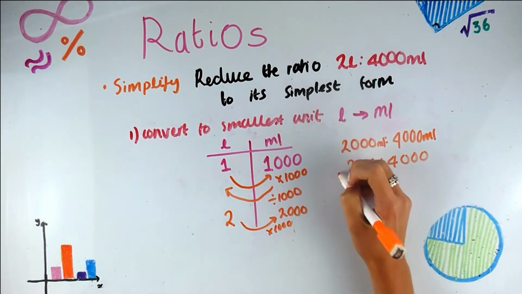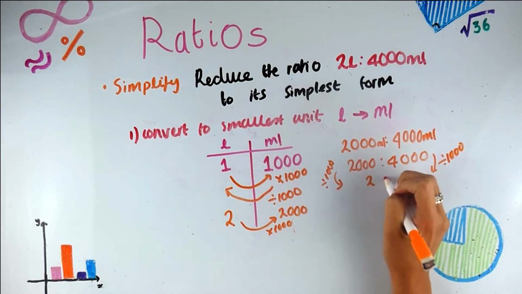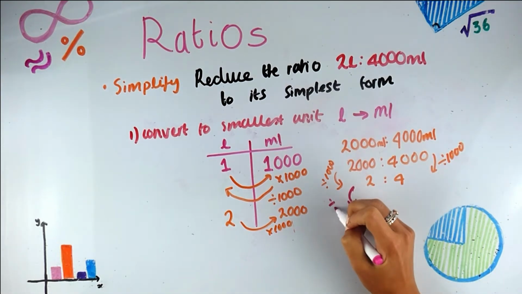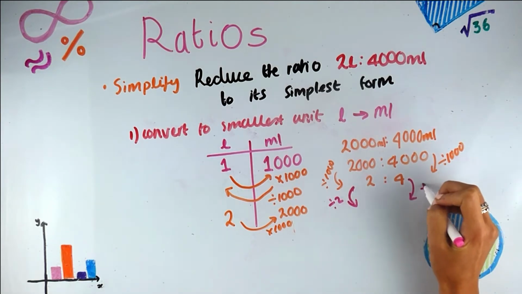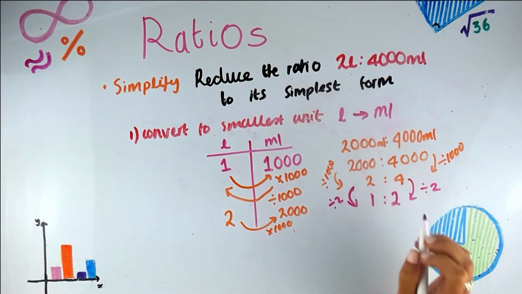First we could divide by 1,000 to get rid of all the zeros. So we'd end up with 2 to 4 if we divide both of those by 1,000. But we can keep going. Both are even, so we can divide by 2. If I do it on that side, I have to do it on this side. 2 divided by 2 is 1, and 4 divided by 2 is 2.